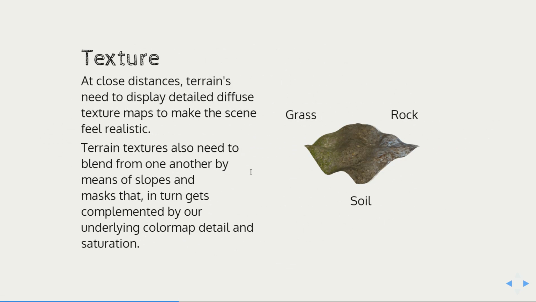Texture. At close distances, terrains need to display detailed diffuse texture maps to make the scene feel realistic. Terrain textures also need to blend from one another by means of slope and masks that, in turn, get complemented by our underlying color map detail and saturation.